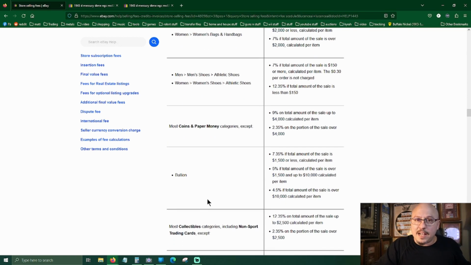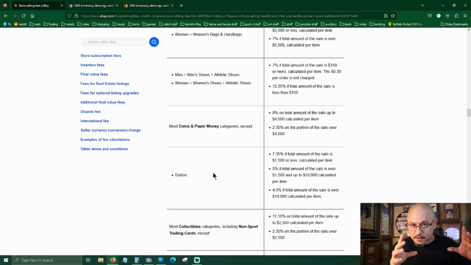So as you get down back in here into this fee schedule for these types of memberships, most coins and paper money categories are 9% of the total sale up to $4,000 and 2.35% on the portion of the sale over $4,000. That is huge, especially if you're listing higher dollar items. I don't know too many people doing that, but still, you go from 13.25% all the way down to 9%. That's big savings.